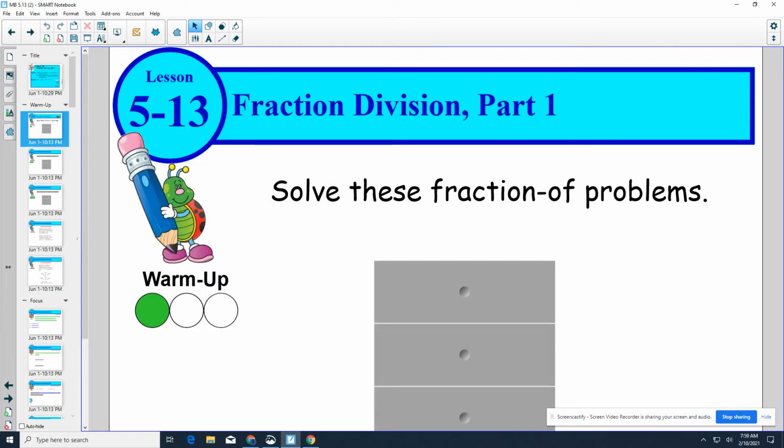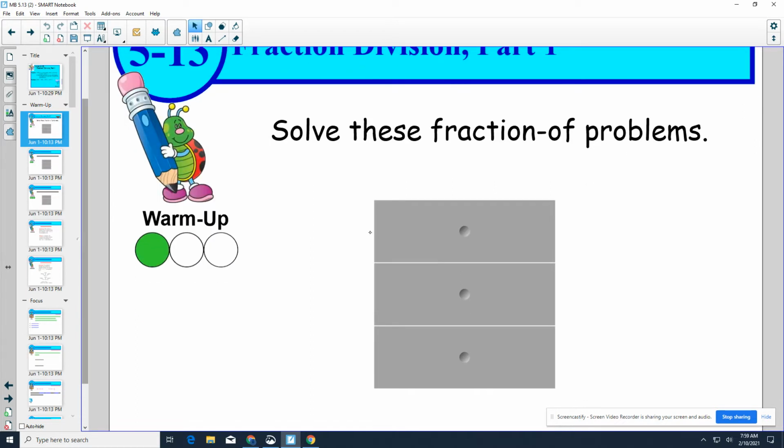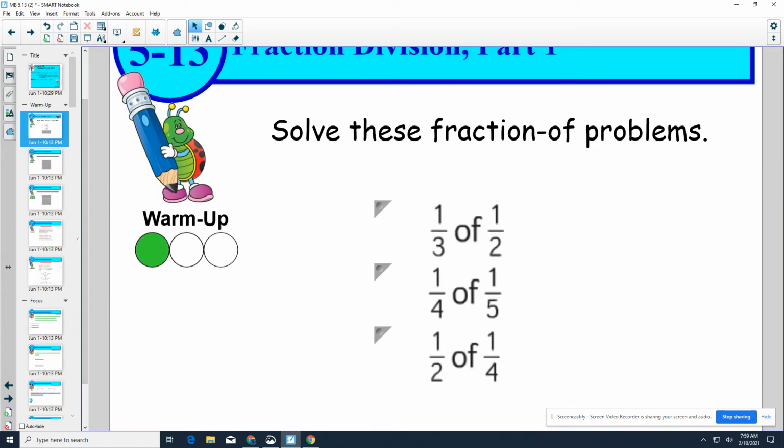So for our warm-up, we have some fraction of problems. Let's look at these three. If you remember, with fraction of problems, it simply means to multiply. So when I have a fraction of a fraction, I can just put a multiplication symbol over the "of," and that reminds me to multiply straight across, multiplying my numerators and my denominators.